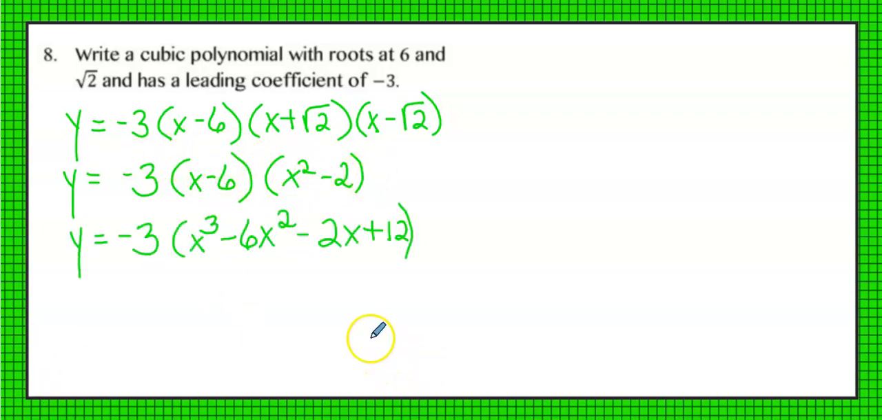So my next line looks like this. I multiplied these two binomials together, and I went ahead and put them in standard form. This is not how I would have normally had them, I wouldn't have had them in this order, but I went ahead and put them in standard form.